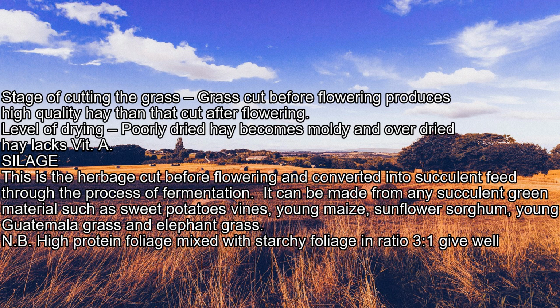Silage. This is the herbage cut before flowering and converted into succulent feed through the process of fermentation. It can be made from any succulent green materials such as sweet potato vines, young maize, sunflower, sorghum, young Guatemala grass, and elephant grass. NB. High-protein foliage mixed with starchy foliage in the ratio 3:1 gives well-balanced silage.